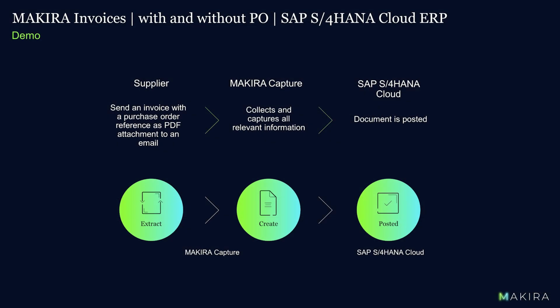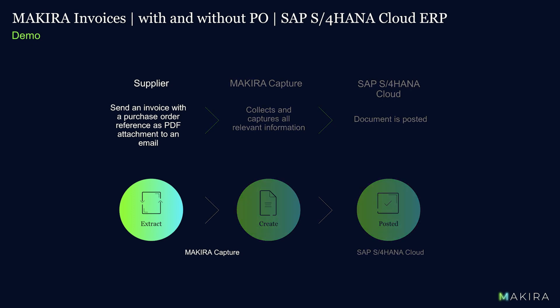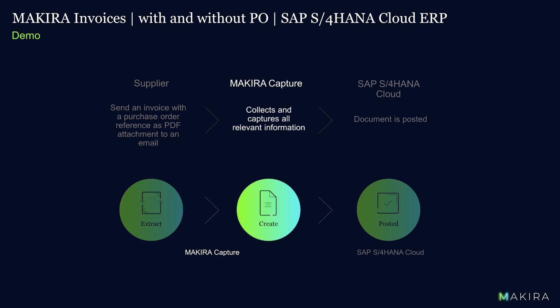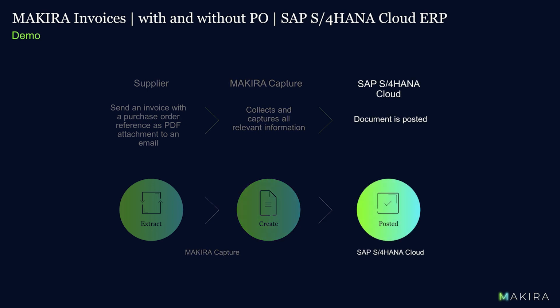Now let's go back to the overview of the process. This time, the invoice is going to have a reference to purchase order, and the process is very similar. Our vendor creates and sends an invoice again, but this time the invoice has a reference to a purchase order. It's received by MAKIRA Capture, where the data is automatically extracted. Next, the document is posted in our SAP system.